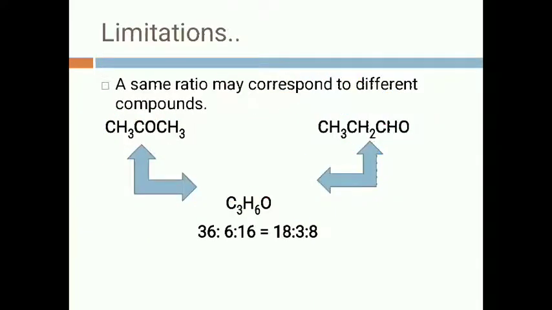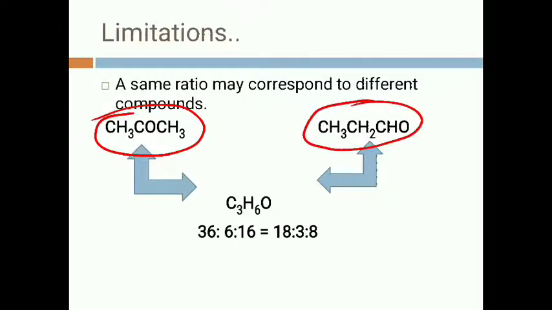Okay, so there are certain limitations for the law of definite proportion. What is the limitation mentioned here? You can see that there are two different compounds. This is CH3COCH3, propanone or acetone, which you have done in 10th class, and this is an aldehyde, CH3CH2CHO. Both have the same formula actually. If their formula is the same, you can see their mass ratio will be the same.